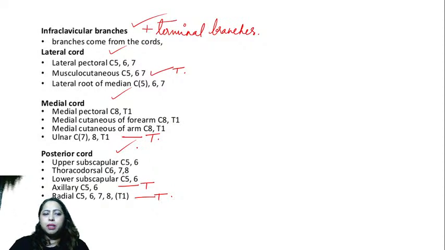How do you remember this? You can remember this with the mnemonic. This one is the lateral pectoral, musculocutaneous, lateral root of median. And then you have medial pectoral, medial cutaneous of the forearm, and the medial cutaneous of the arm. Then you have ulnar. So remember, ulnar comes from medial cord. From the lateral cord, musculocutaneous. From posterior cord, you have axillary and the radial as the branches.